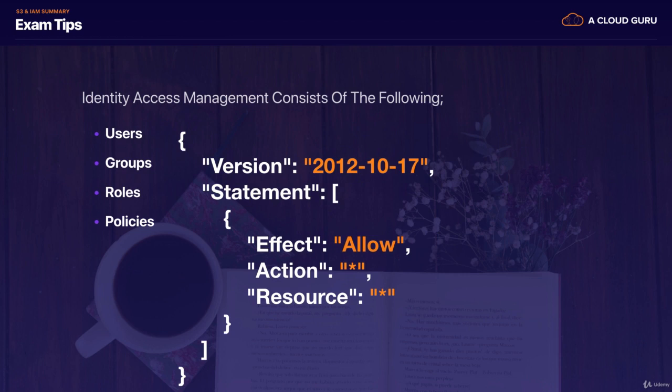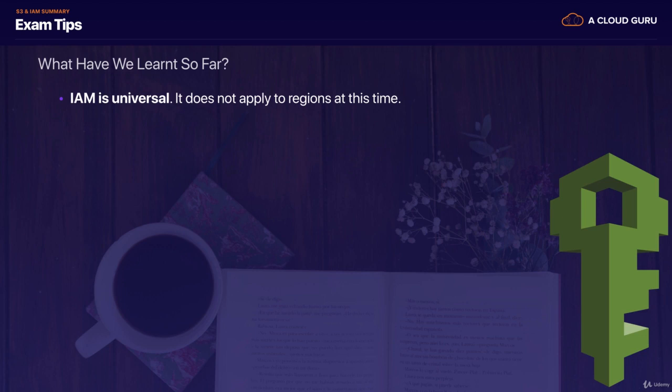Now, IAM itself does not come up much in the Certified Solutions Architect Associate exam anymore. It's all been moved to the security specialty. That being said, you can't actually use AWS without knowing IAM, so it is really important to understand the core concepts of IAM and what users, groups, roles, and policies are. We also learned that IAM is universal. It does not apply to regions at this time.